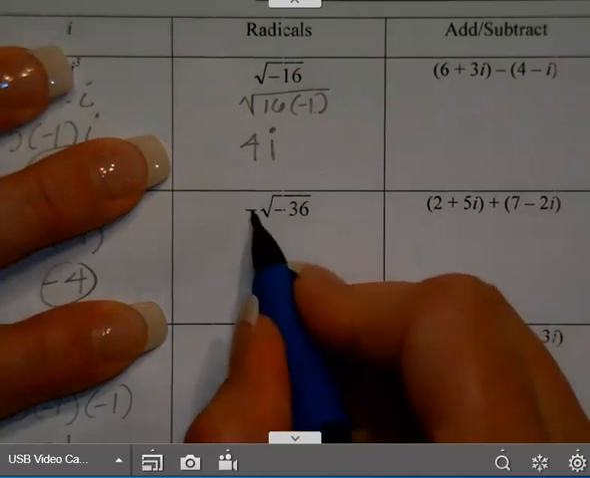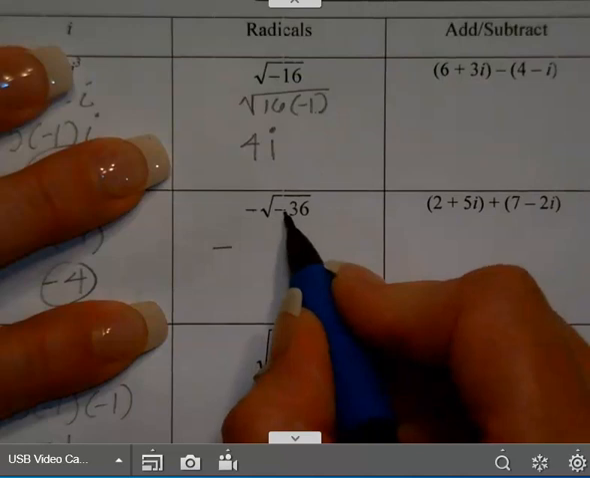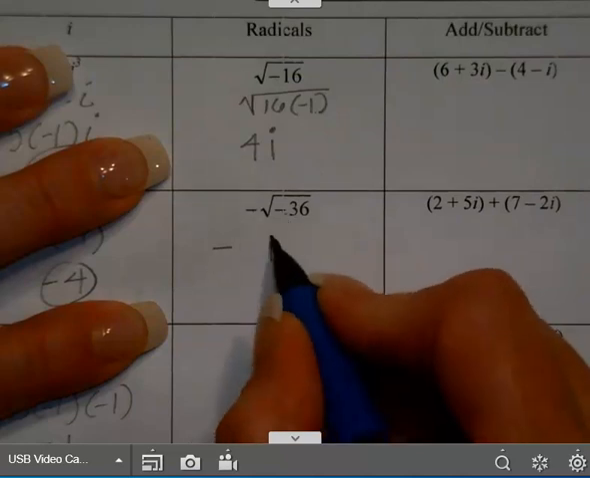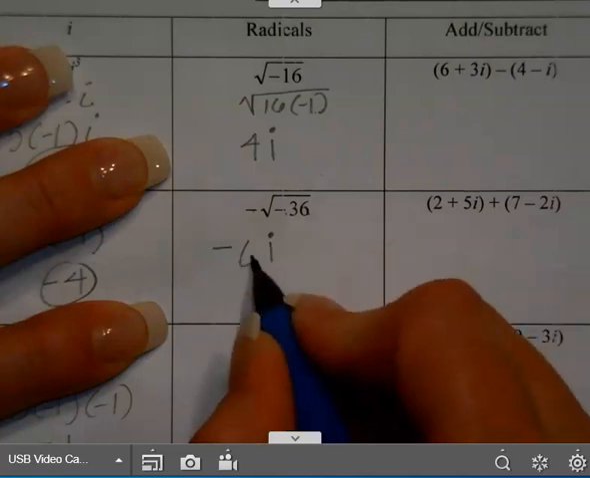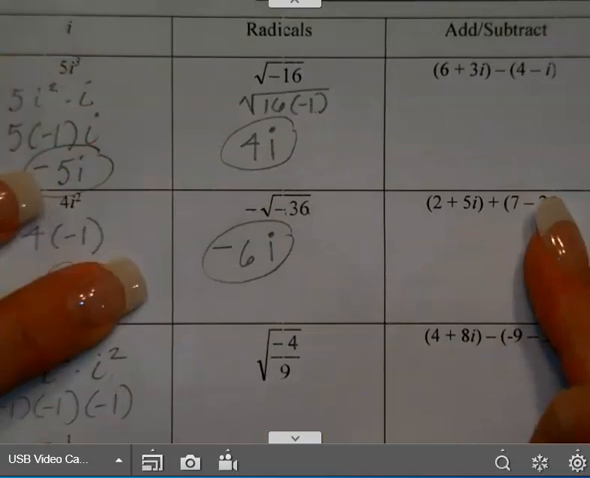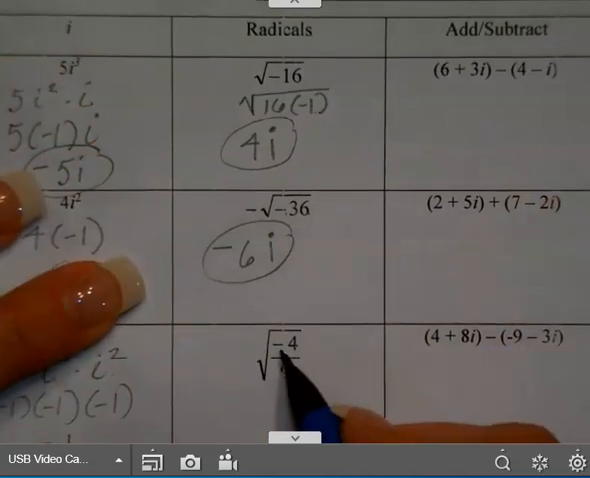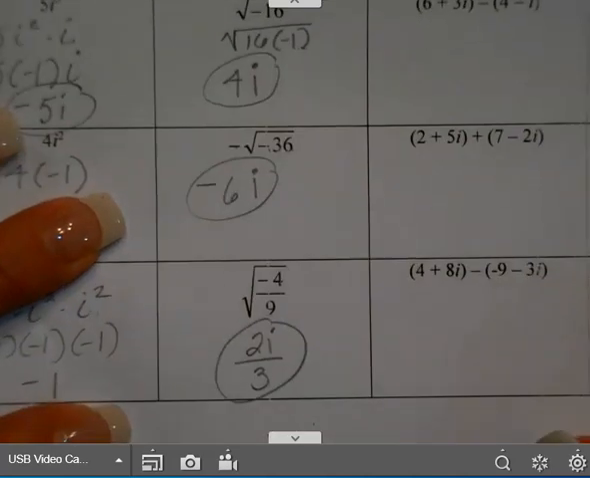On the next one, I have a negative on the outside. Square root of a negative is going to give you an i, and square root of the 36 gives you 6. On the next one, square root of negative 4 over 9. Square root of the negative 4 is 2i. And square root of 9 gives you 3. And that's your final answer on that one.